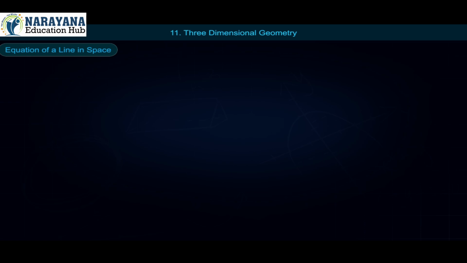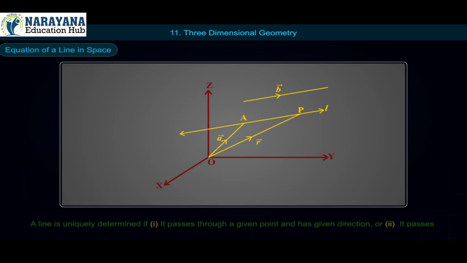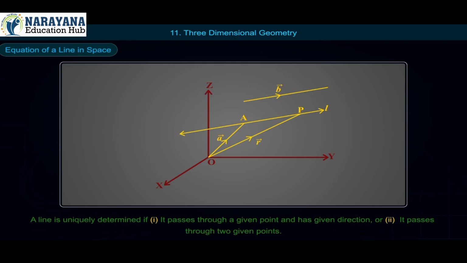Equation of a line in space. We shall now study the vector and Cartesian equations of a line in space. A line is uniquely determined if, number 1, it passes through a given point and has a given direction, or number 2, it passes through two given points.